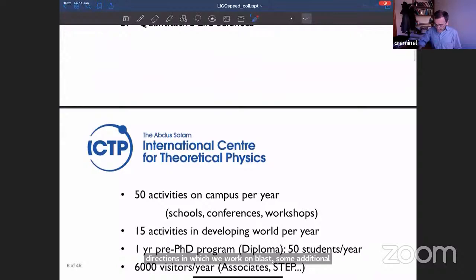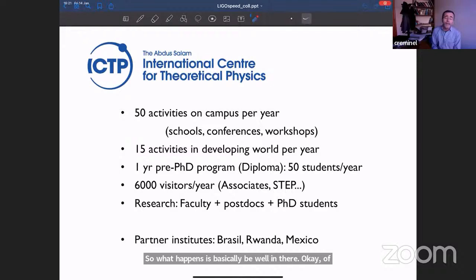So what happens at ICTP? Well, of course, now we have COVID, but in a normal year, we would have many activities on campus, about 50 activities. These activities can be schools, conferences, or workshops. The difference compared to another place is that we have a substantial amount of money to bring people from all over the world. So basically, these activities usually have more participants from countries which are less rich, because one can apply for funding to travel and to spend time here at ICTP. We also have activities in developing countries, about 15 each year.